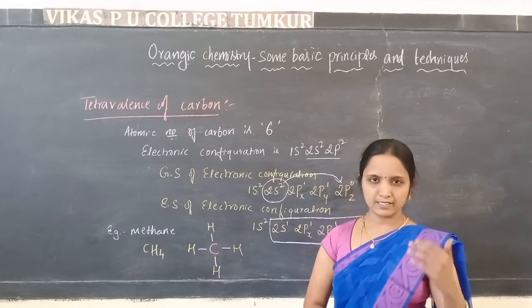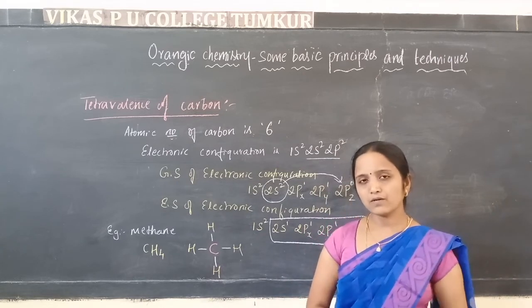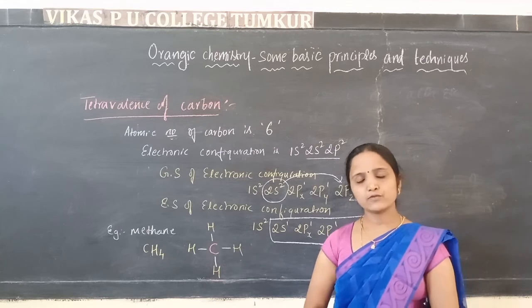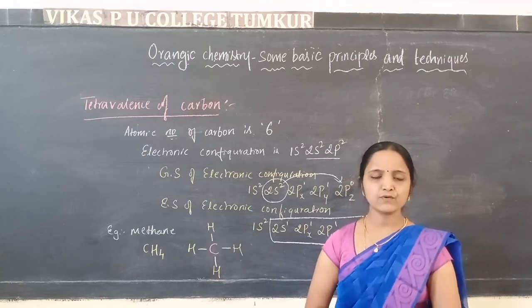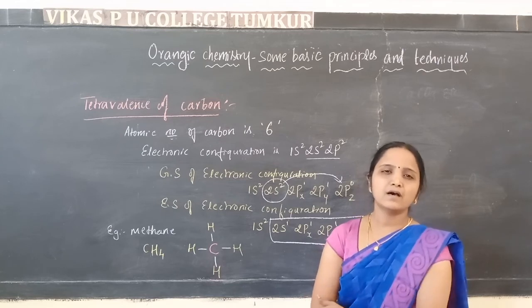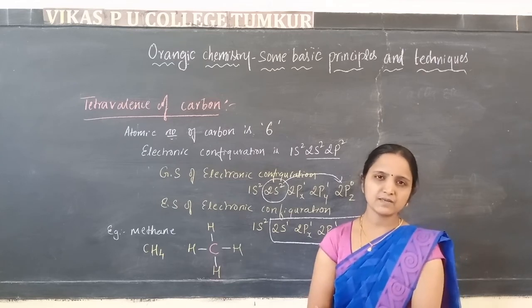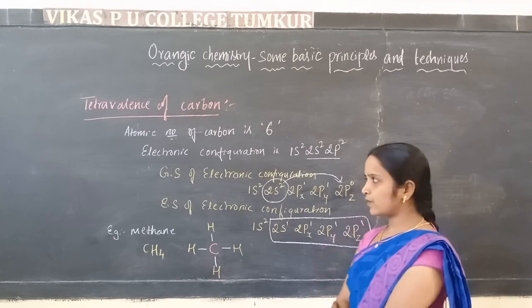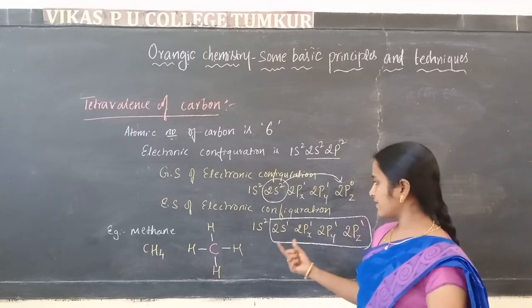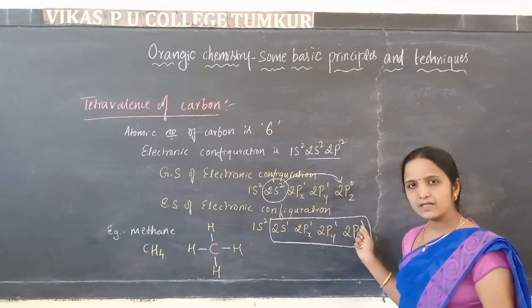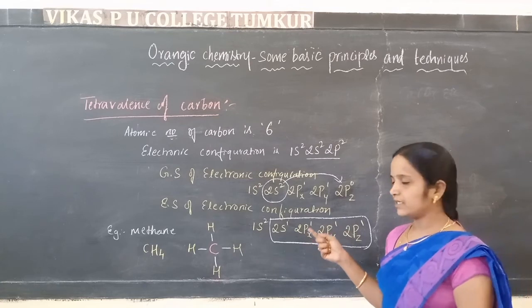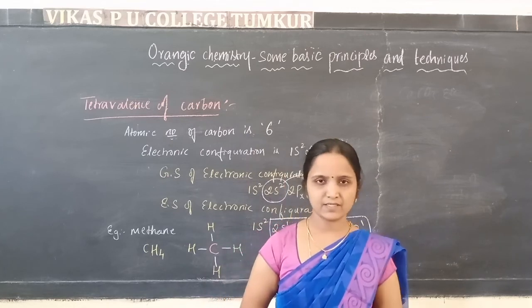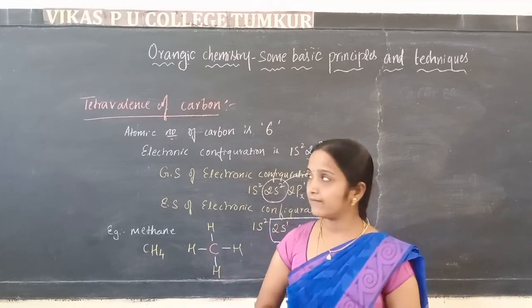What does tetravalency say? When in the excited state, an electron from the 2s level is excited to the 2pz level. At that time there are 4 valence electrons, so the valency of carbon is 4. Valency is the combining capacity of that element with other elements. Since there are 4 unpaired electrons, carbon can form 4 covalent bonds with other elements or sometimes with other carbons. This is about the tetravalency of carbon.